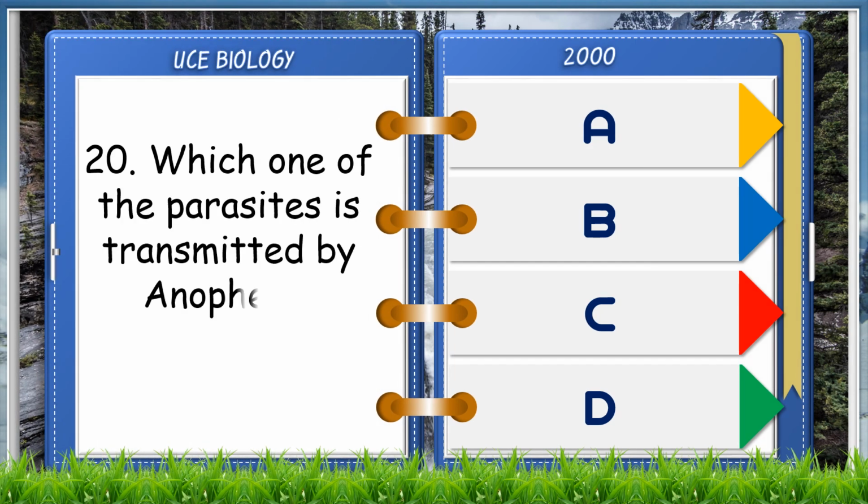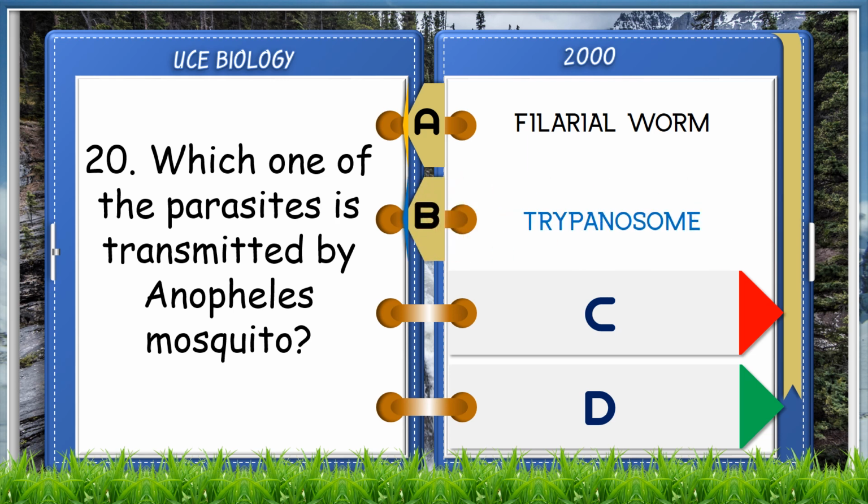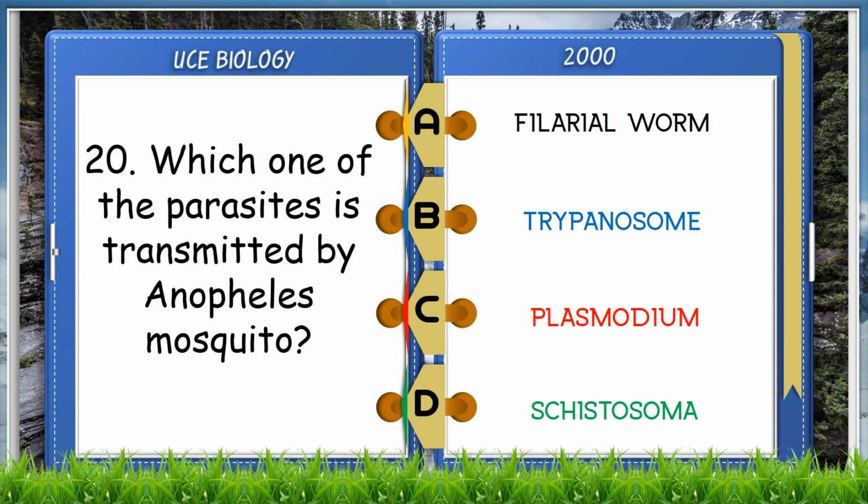Which one of the parasites is transmitted by Anopheles mosquito? A. Filaria worm. B. Trypanosome. C. Plasmodium. D. Schistosoma. The answer is C. Plasmodium.